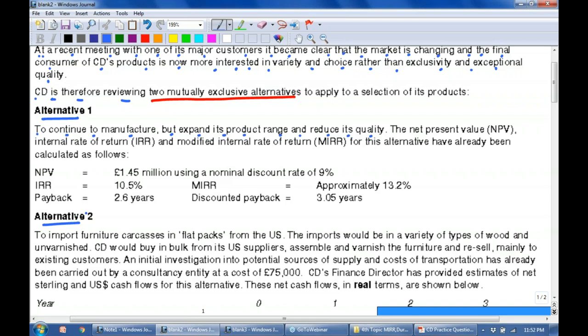Candidates, if nothing is mentioned in the question, then we will assume that any calculated figure in the question is correct.